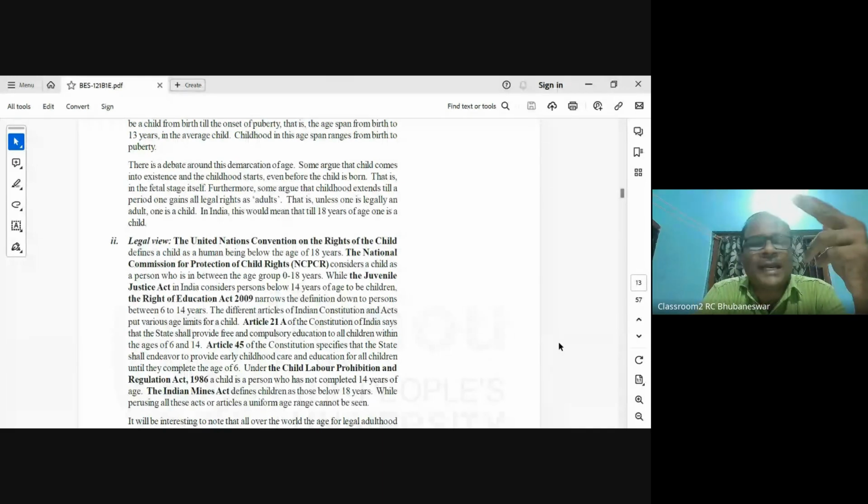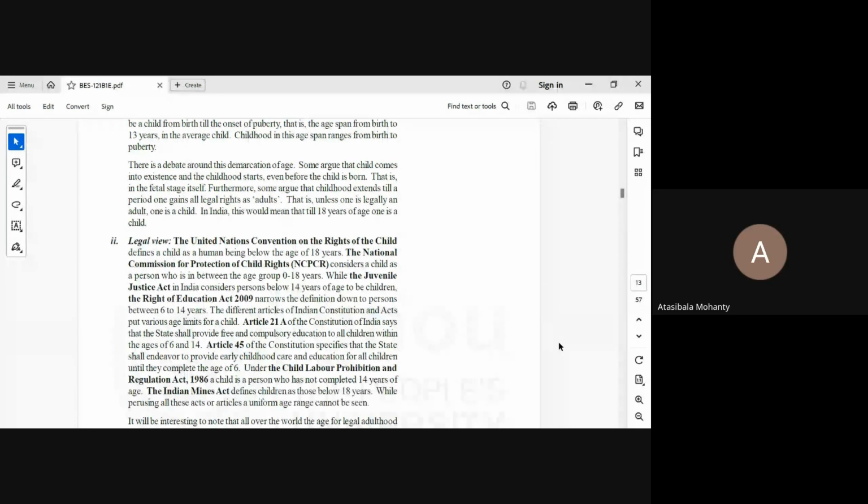What is the difference between Article 21A and Article 45? Sir, since Article 45 is part of the DPSP, one cannot claim against it if it is not given. But Article 21A comes under the fundamental rights, and one can bring a case if it is not fulfilled.